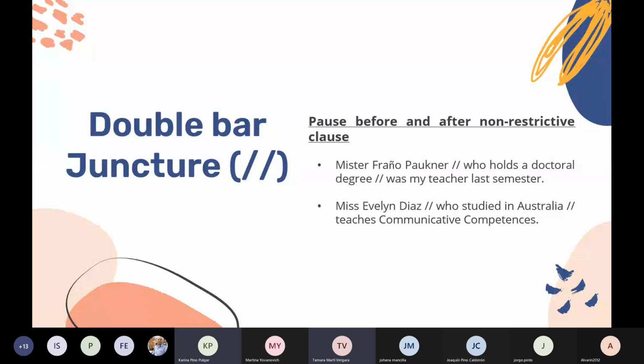Well done. Well, as you can see here in the examples, there is a pause after and before the non-restrictive clause.